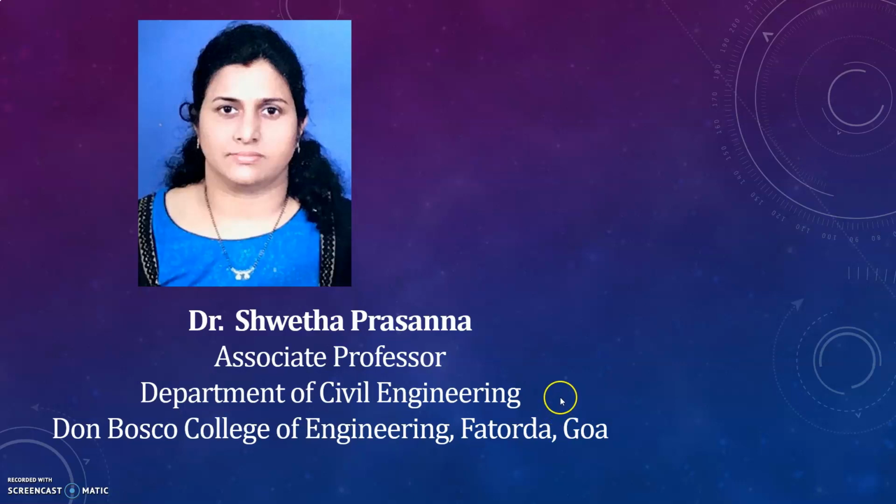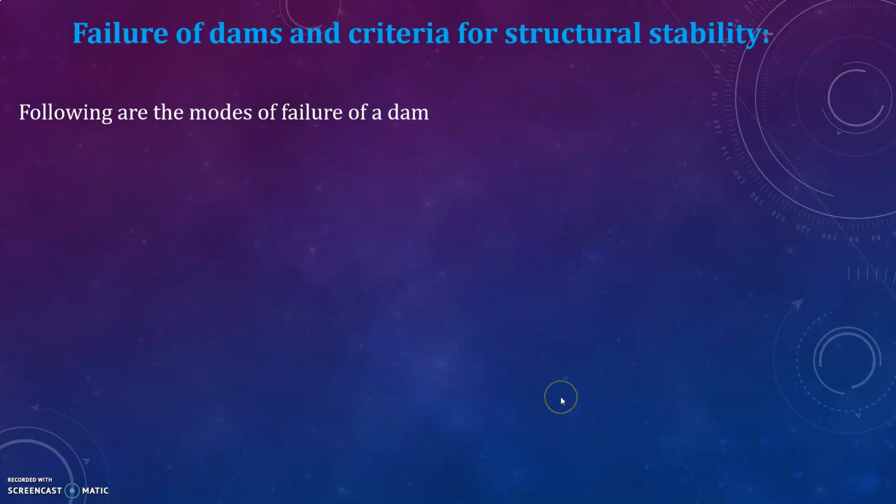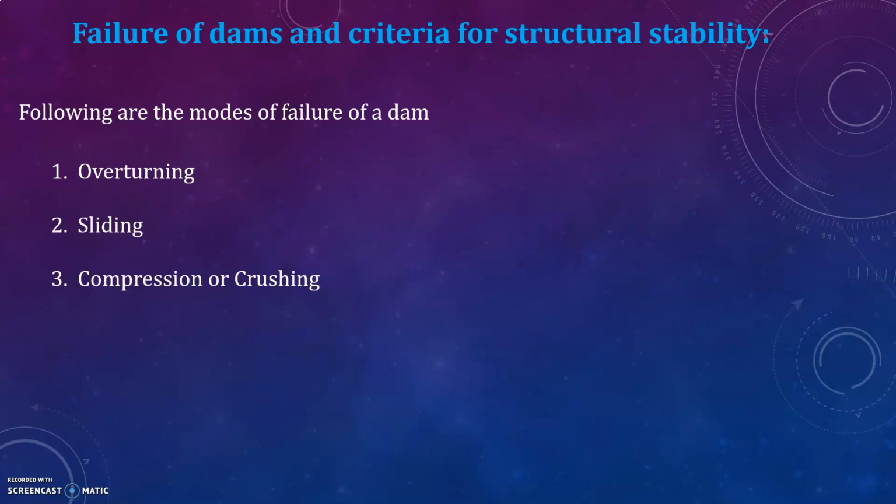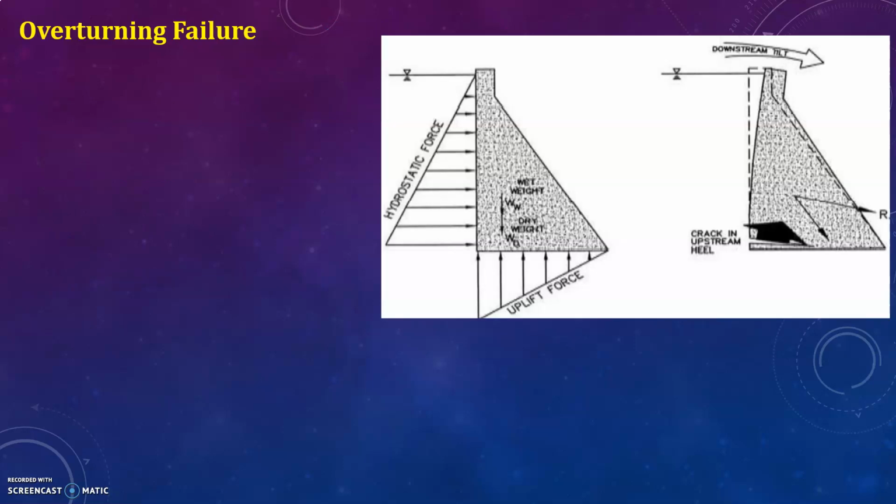Hello, my dear students. Today I will be discussing the failure of dams and criteria for structural stability, also called modes of failure. The following are the modes of failure of a dam. The first one is overturning, the second one is sliding, the third one is compression or crushing, and the last one is tension. Let us discuss the overturning failure.